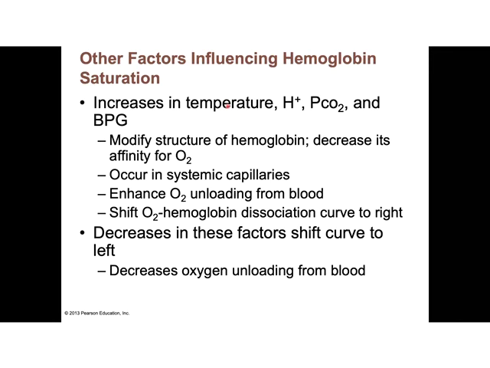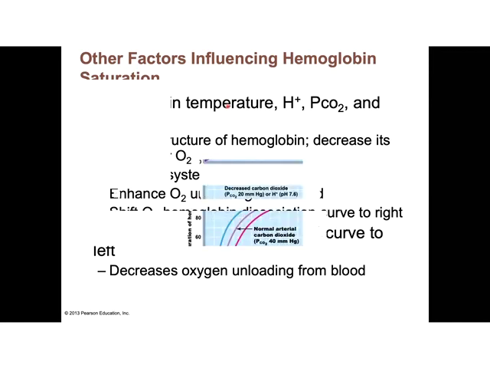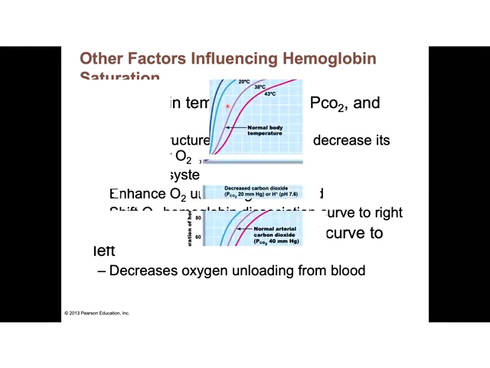Okay? So what will happen is that all of these will tend to shift the oxygen hemoglobin dissociation curve to the right, which means less affinity, right? Whereas if we switch those factors the other way, the oxygen hemoglobin curve will shift to the left. Okay, so you can see some examples of that here, right? Let's look at temperature.